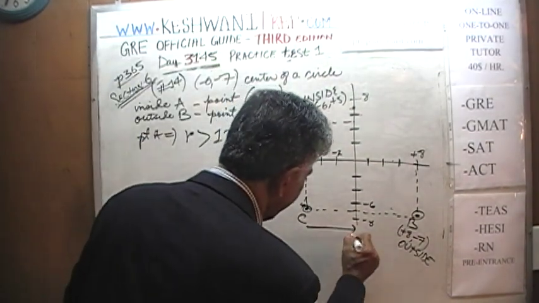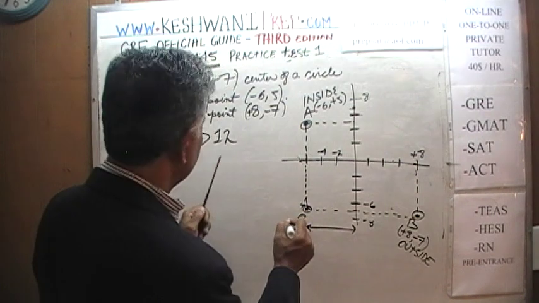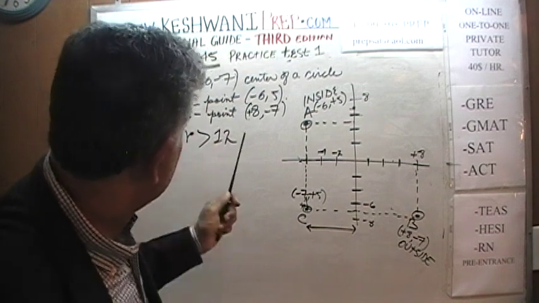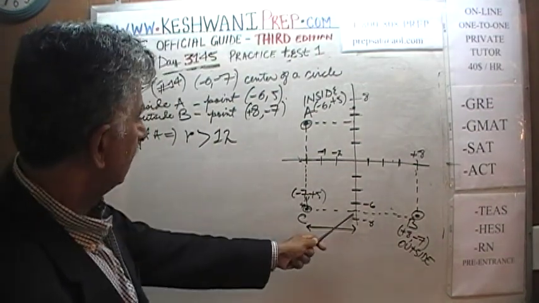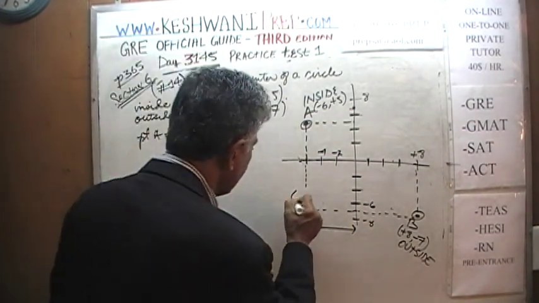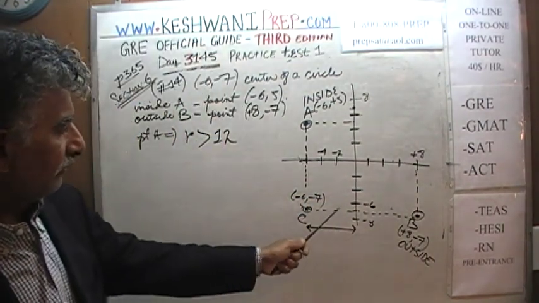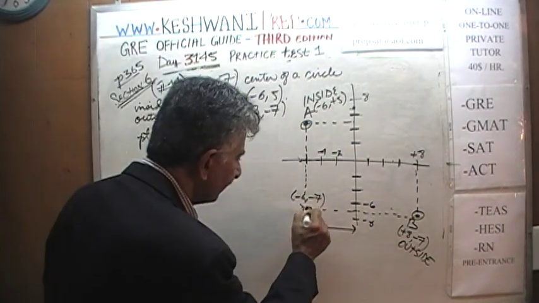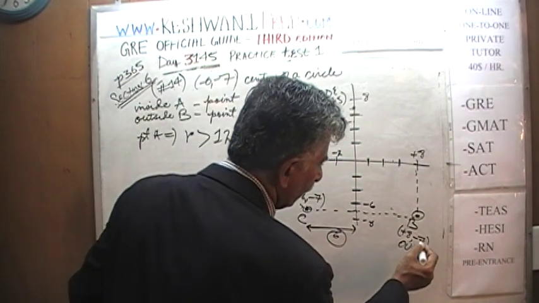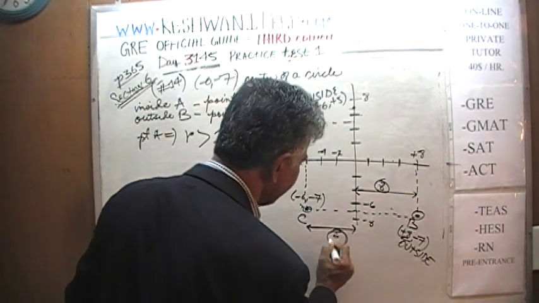The center was negative 6 and negative 7. Right here is the center. Negative 6 means that from here to the y-axis is 6. And this one goes all the way up to 8, which means this distance is 8. 8 plus 6 is 14.